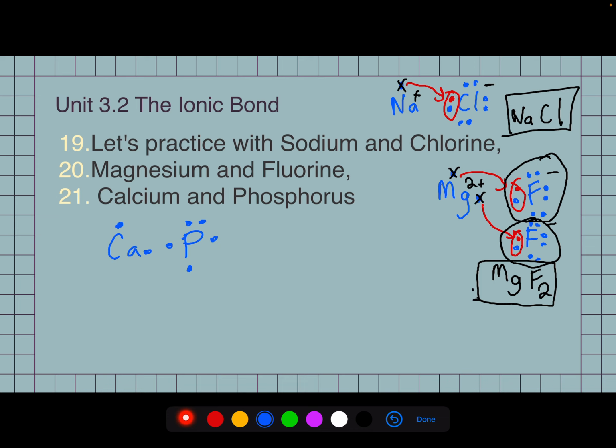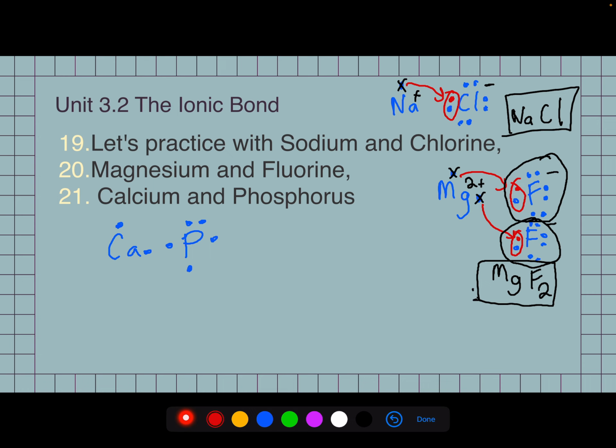Please, I cannot stress enough, make sure that it is organized in a decent way so you can see where all your electrons are going. I'd probably make your electron dots a little bit bigger so you can see them. Please don't just make a little tiny speck and make it feel like you can see it. Make it bigger so you can see where these electrons are going.